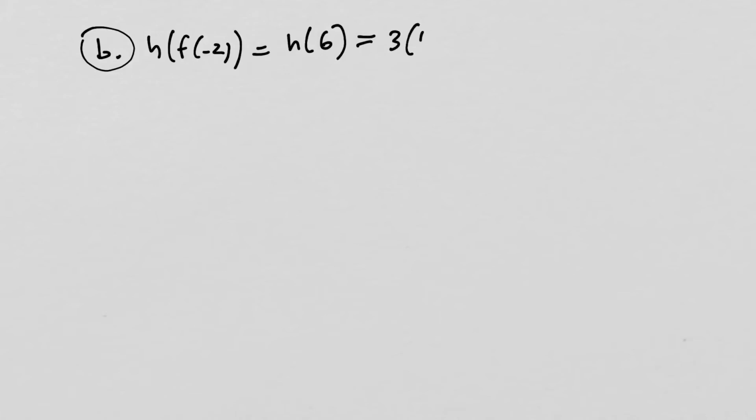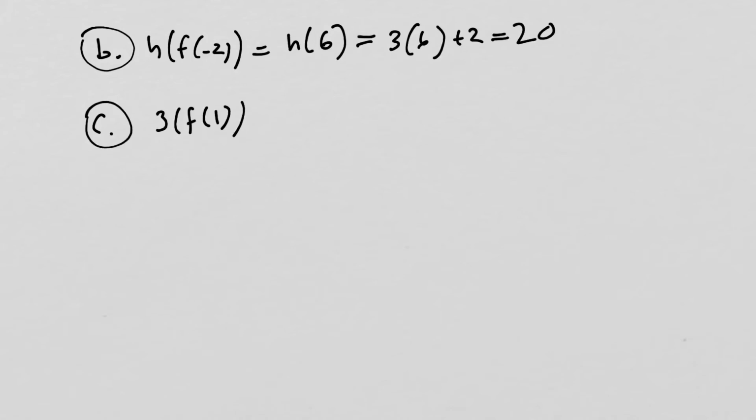Continuing, again, we're looking for h of f of negative 2, and we just found that f of negative 2 is 6. We want to evaluate h then at 6. Evaluating h at 6, this is going to be 3 times 6 plus 2, which is equal to 20. In part C, we're looking at 3 f of 1 plus f of h of a.